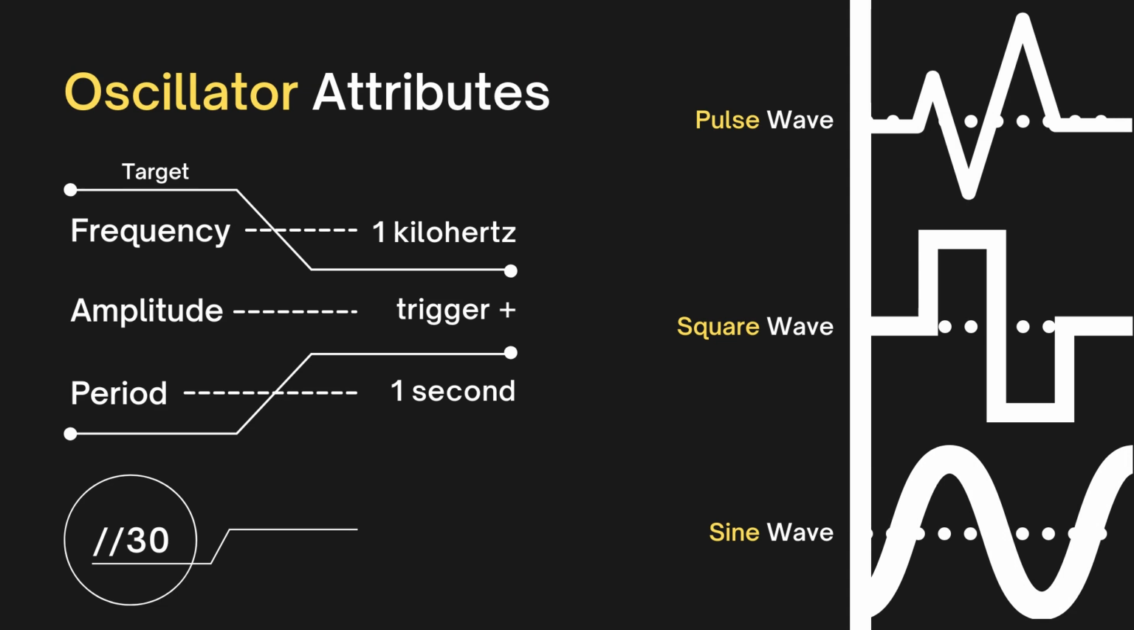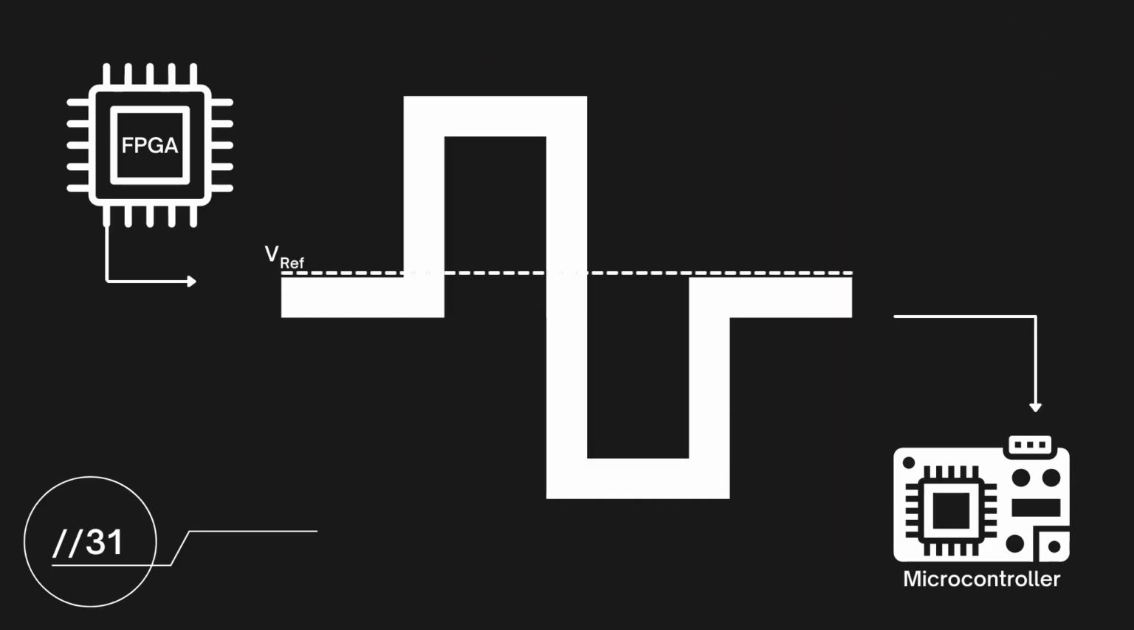But in order to remain agnostic of the waveform, there are a few target attributes shared by each that we are concerned with. We set a target frequency of 1 kilohertz, fix the amplitude to the microcontroller's trigger voltage, which is about 2.25 volts, and lock the sampling period to 1 second. Doing so will allow us to measure the frequency of an output signal using the microcontroller's built-in interrupt handler. Let's take a look at how that works.